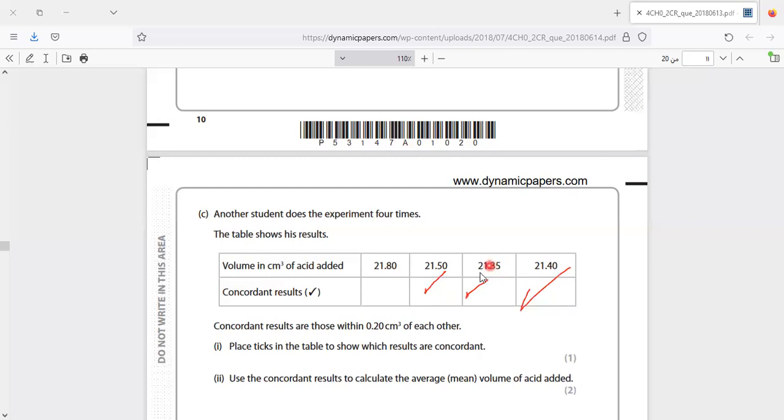Okay, 21.3, near to 21.4, near to 21.5. Is it 21.6? No. Is it 21.7? No. It's 21.8, so it's far from these results. So this is not a concordant result. Concordant results: 21.50, 21.35, 21.40.